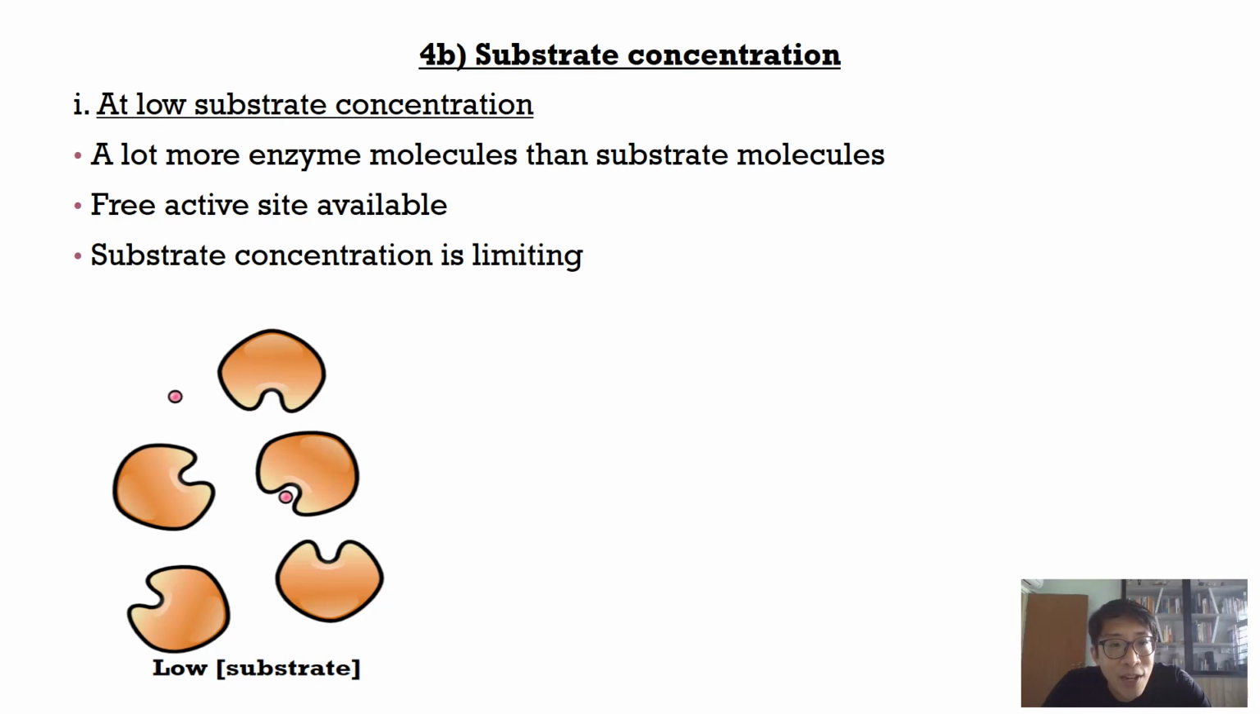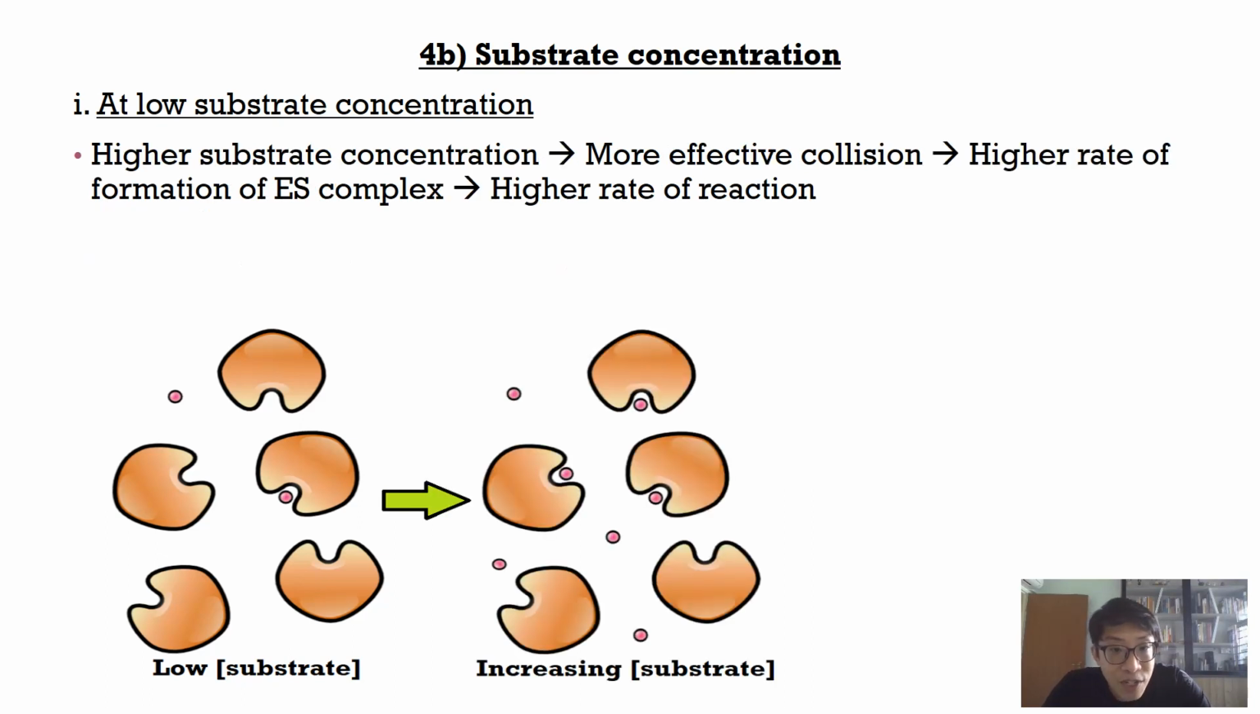So because of that, when we increase the substrate concentration, more substrate molecules would be able to bind to the free active sites that are available, and therefore increasing the rate of effective collision and formation of enzyme substrate complex, which increases the rate of reaction.